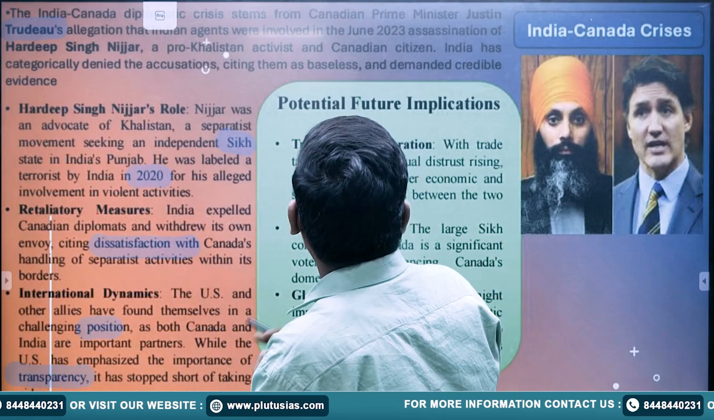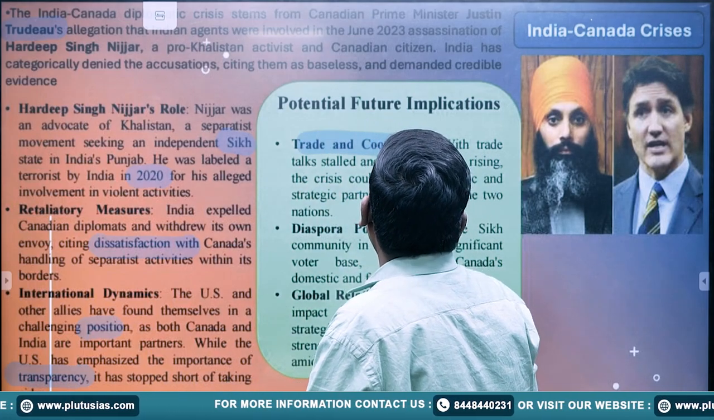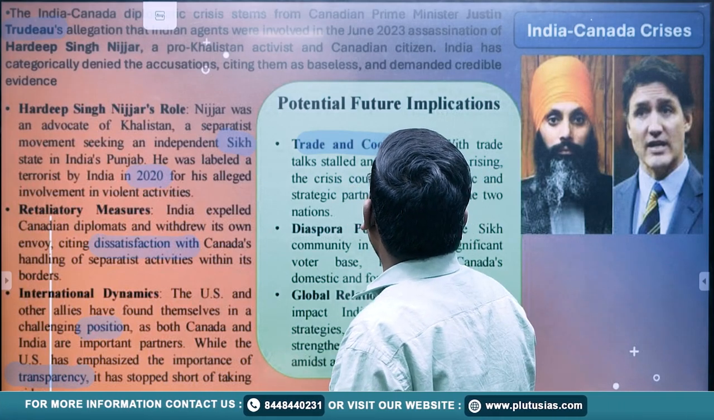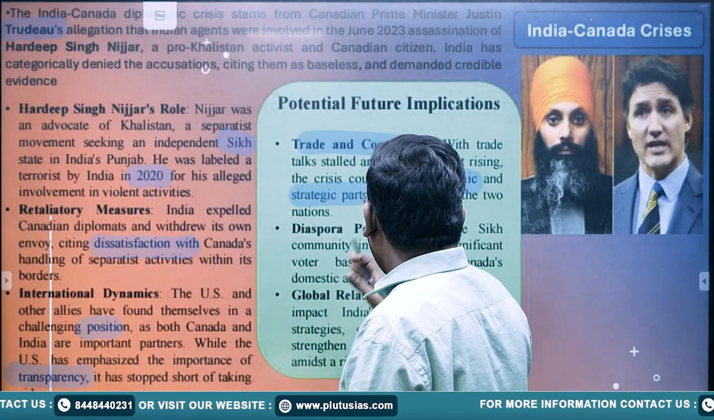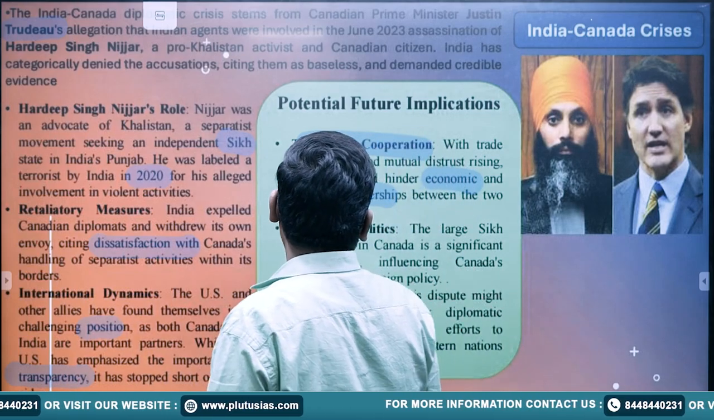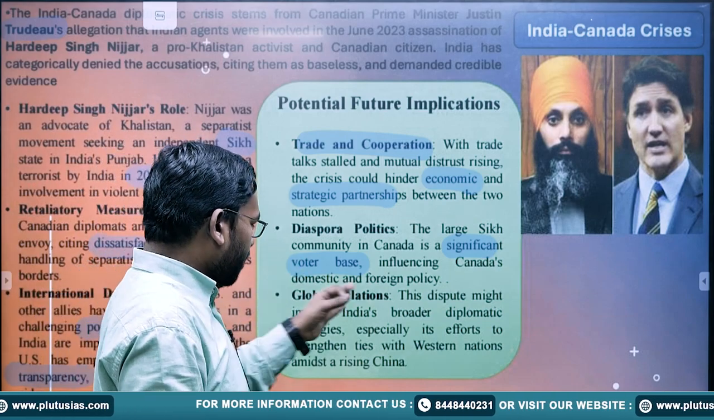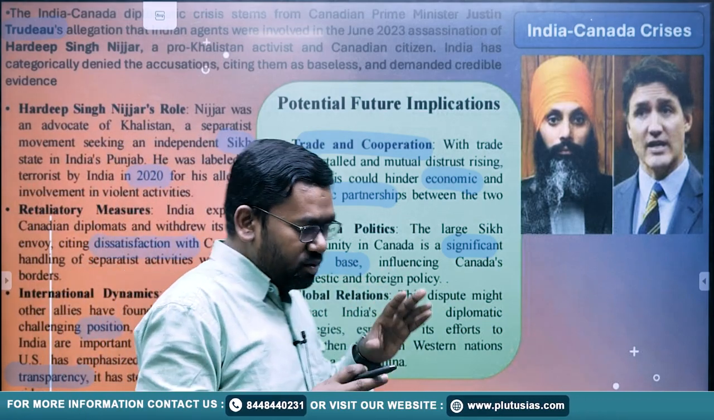तो इससे potential future implication क्या है, we have trade and cooperation in danger, with trade talks stalled, mutual distress rising, the crisis would hinder economy and strategic partnership between the two nations. Diaspora politics पर दिक्कत आ रहा है. Last, the Sikh community in Canada is a significant voter base, influencing Canada's domestic and foreign policy. Global problems भी आ रही है. So these are the major problems we have seen.